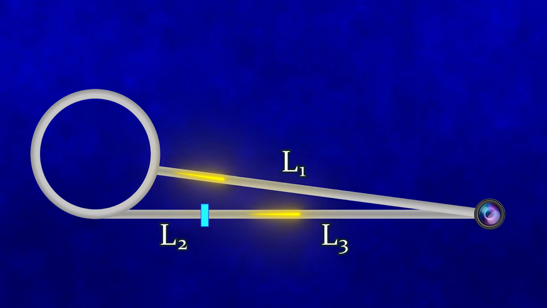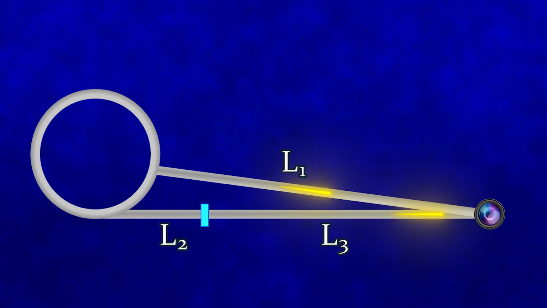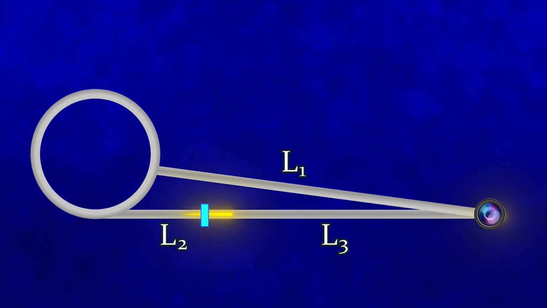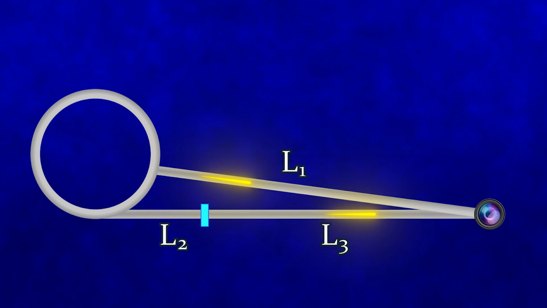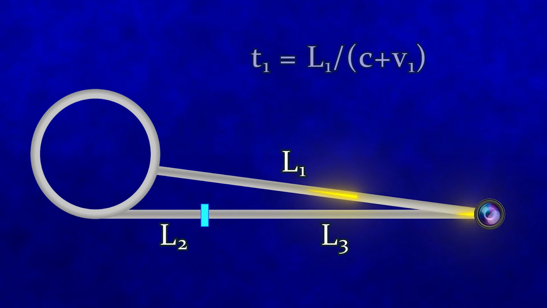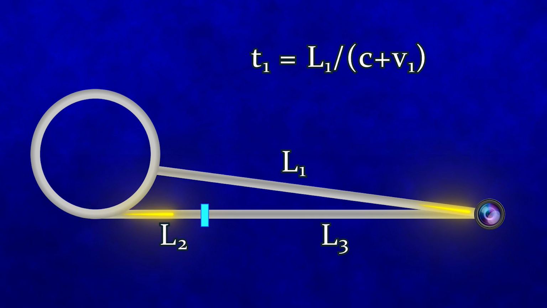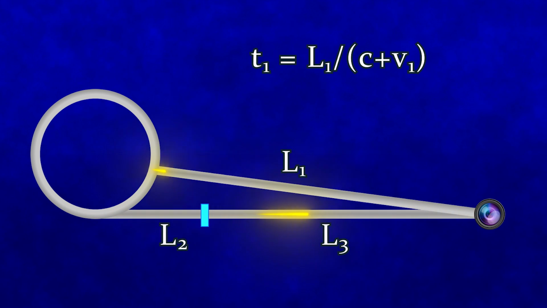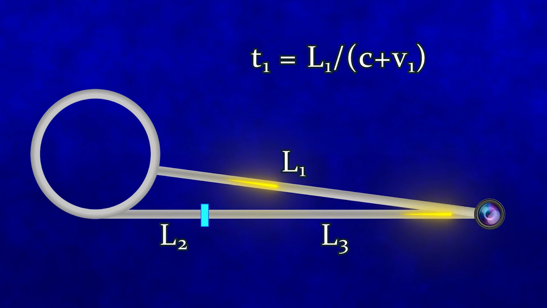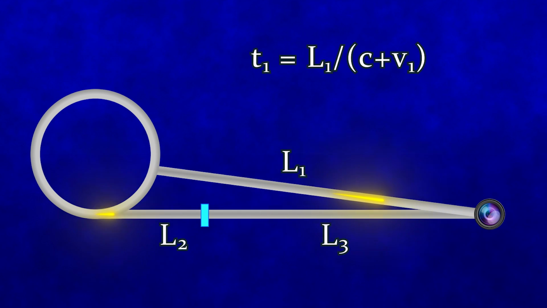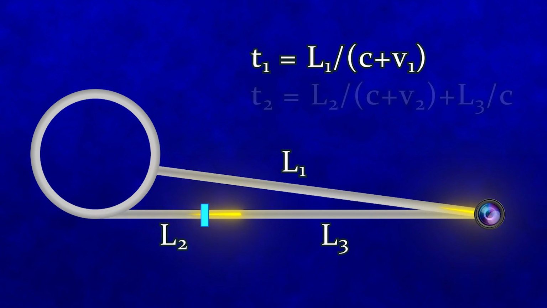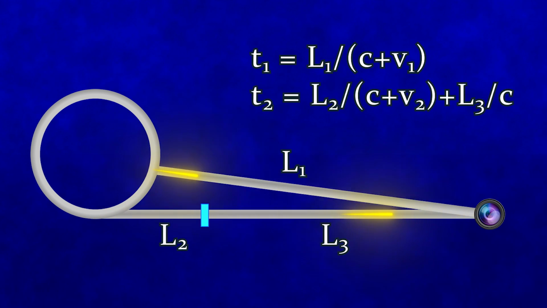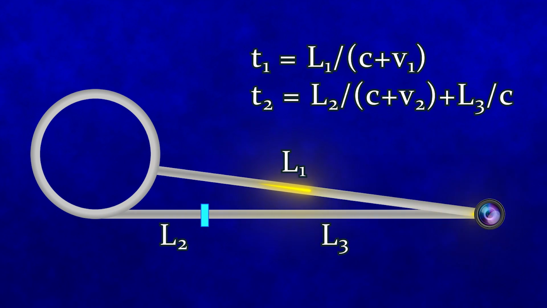In simpler terms, if the speed of light depended on the source's velocity, then along the first path, the light would travel at a speed depending on the source's velocity all the time, eventually reaching the detector in T1 divided by C plus V1 seconds. In the second case, it would first travel to the plate at a speed of C plus V2, and then from the plate to the detector, at a speed of C, thus reaching the detector after L2 slash C plus V plus L3 slash C seconds.